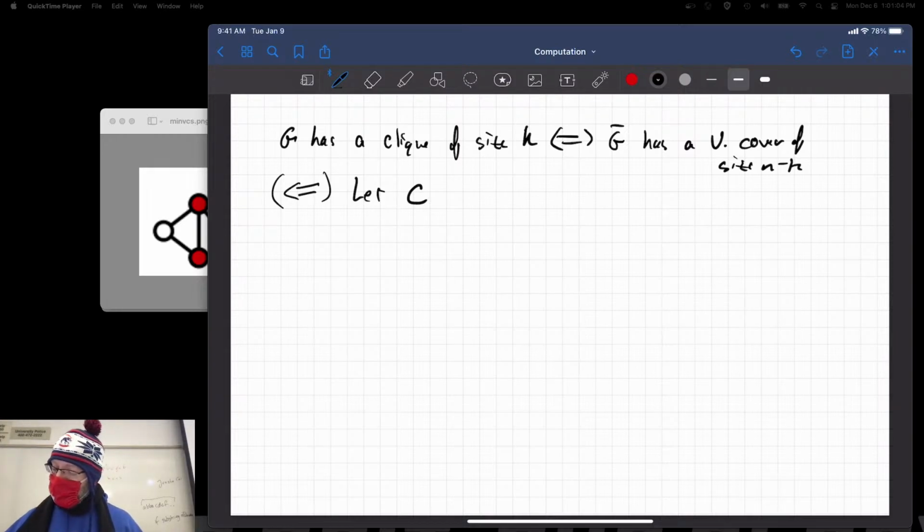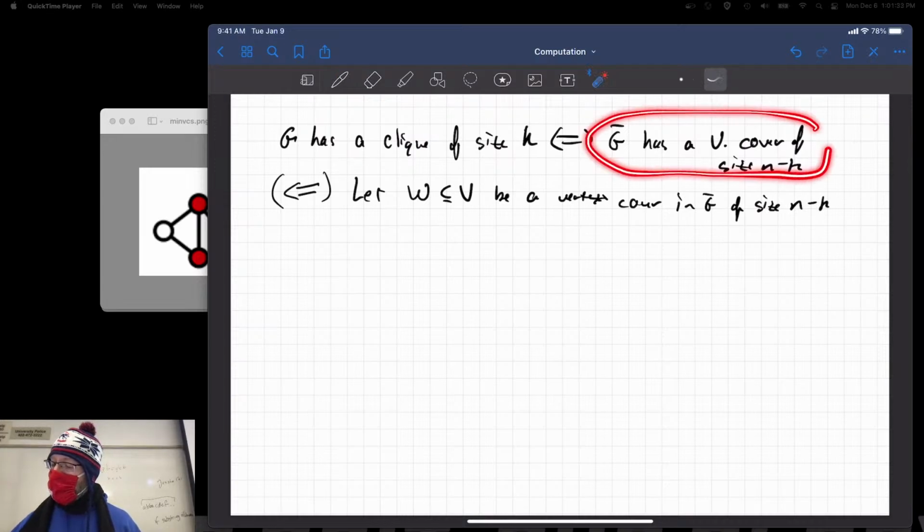Let C, VC, V, C, X, W. Let's go with W. X, Y, Z, W. Be a vertex cover in G complement of size N minus K. Again, what I'm doing is I'm starting on the right-hand side here, and I'm going to show that that means that G has a clique of size K.